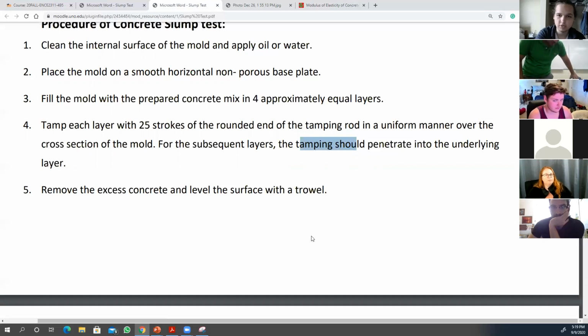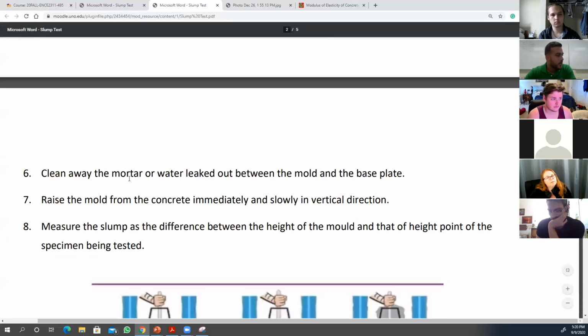In the video that you showed us, they said that you should use the tamping rod to level the surface. Is a trowel okay as well? It's okay. I do use a trowel to smooth the surface usually, in concrete finishing, but this is also okay. As long as you have a smooth surface, it's okay. Remove the excess concrete and then clean away the mortar or water leaking out between the mold and the base plate.